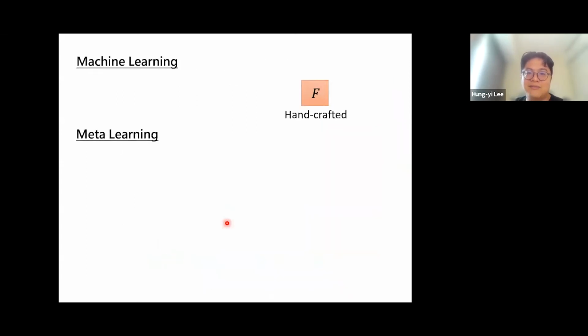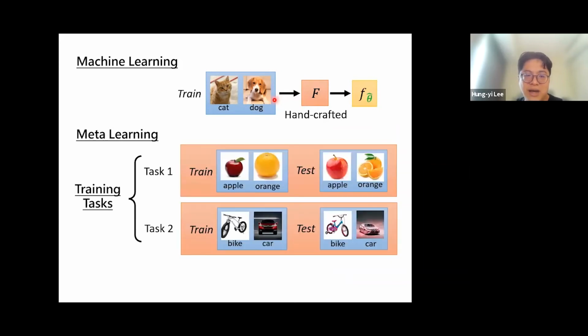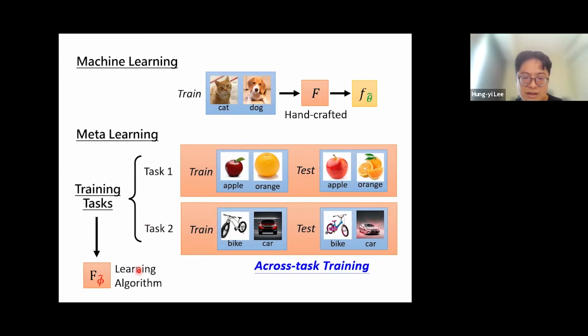And in machine learning, you have a handcrafted learning algorithm that takes training data as input and outputs a model, which is learned. For meta-learning, you collect a set of training tasks, and based on the training tasks, you learn a learning algorithm. And to find this learning algorithm, you need a large amount of different tasks. So I call the process of learning the learning algorithm cross-task training.